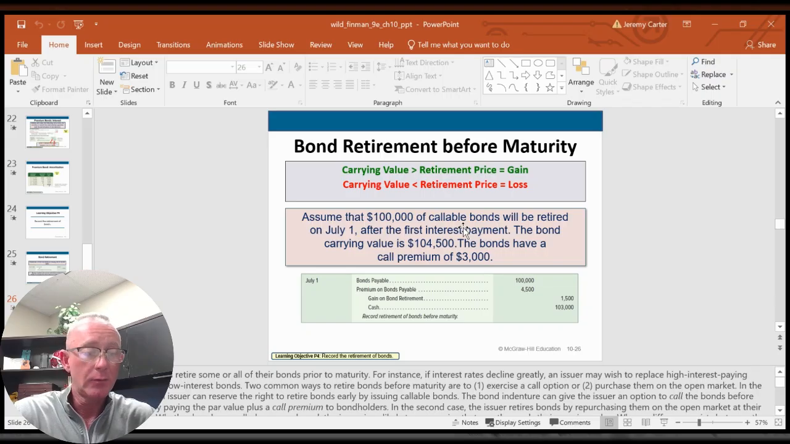If we have the ability to retire bonds early, then we have to look at our carrying amount of the bond, which means how much of our unamortized premium or discount is left, and decide: am I having a gain or a loss by essentially saving myself interest, or am I paying too much, just like I would on a gain or loss of an asset?